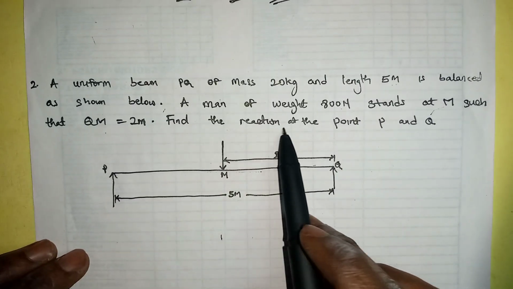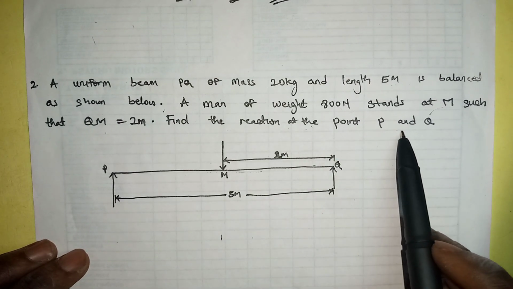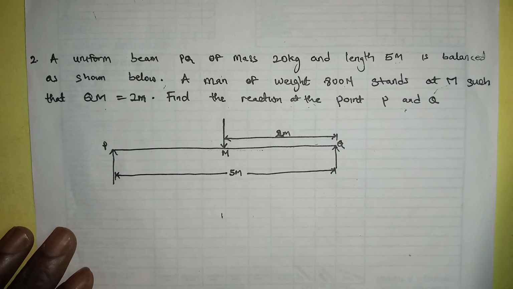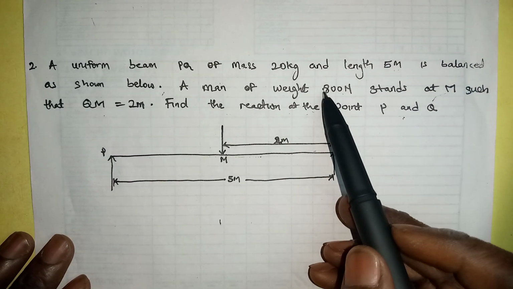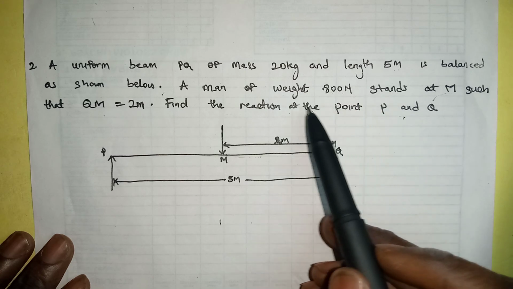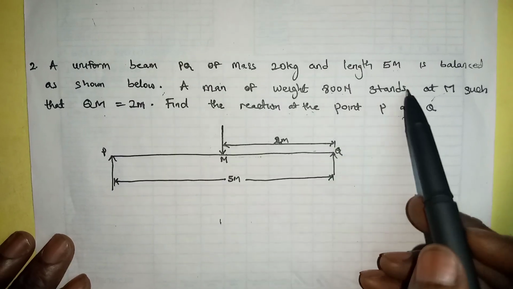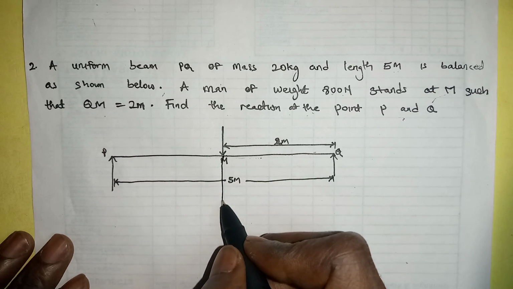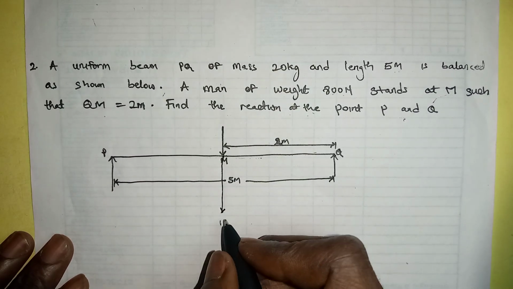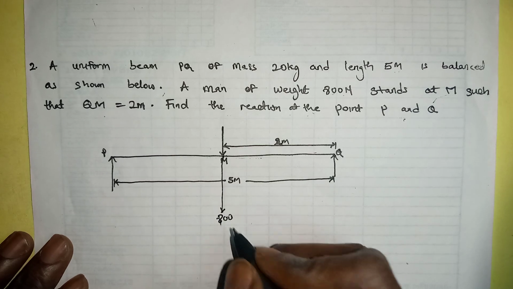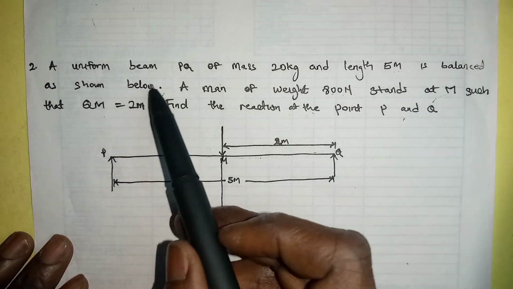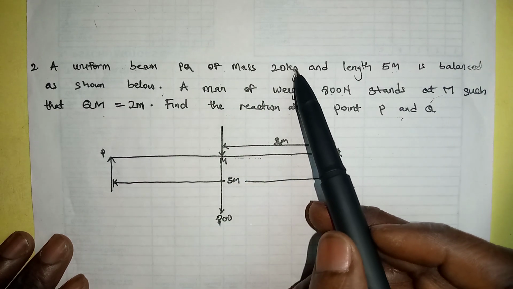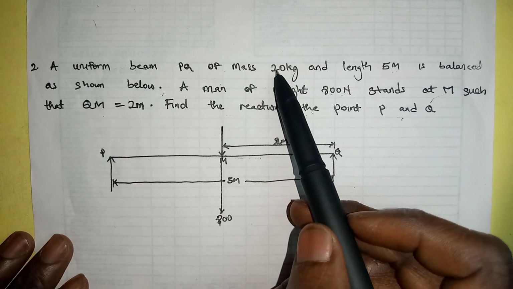The next step is to find the reaction at the points P and Q. So this is how we are going to go with this question. A man of weight 800 Newton stands at the point M. So the weight of this particular man will be acting downward, which is 800 Newton. They said that a uniform beam PQ has a mass of 20 kg. So this is the mass of the ruler, which is 20 kg.